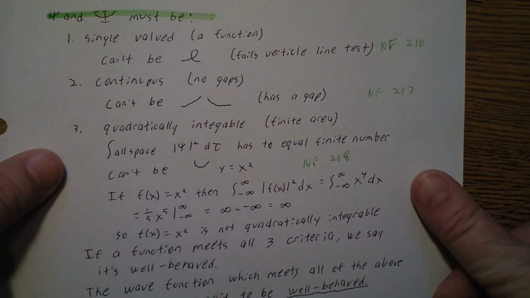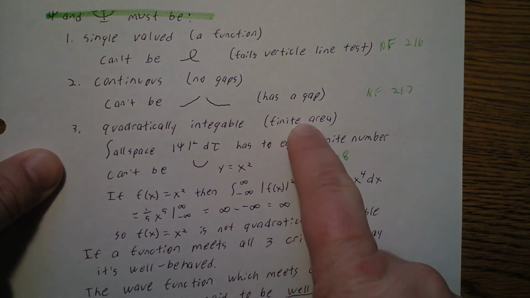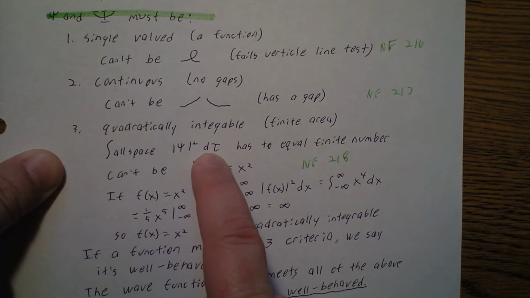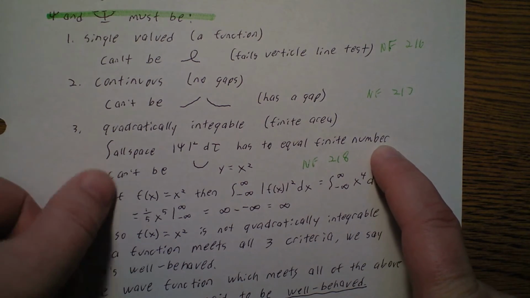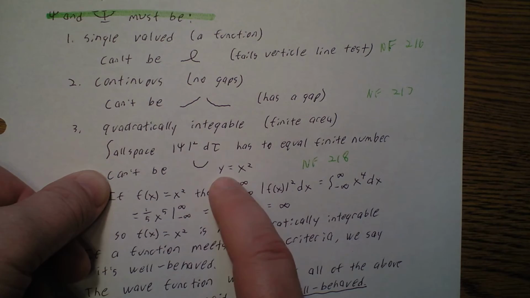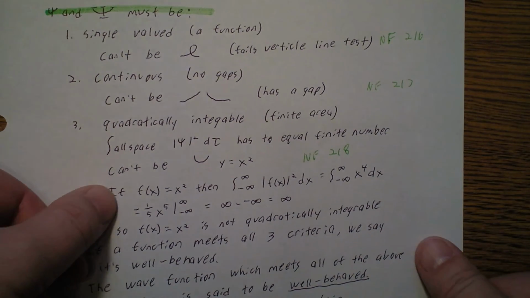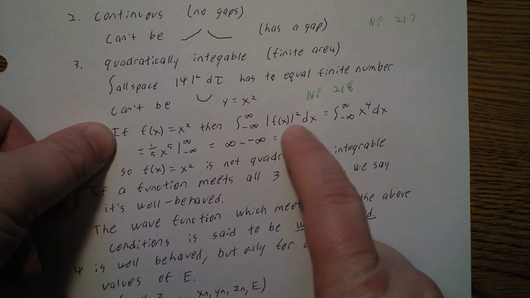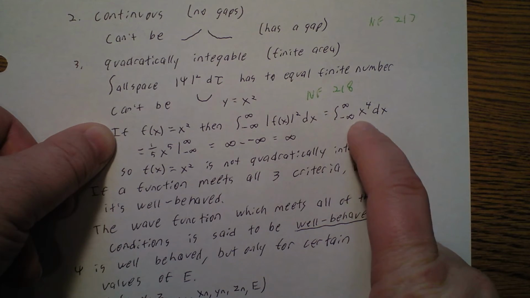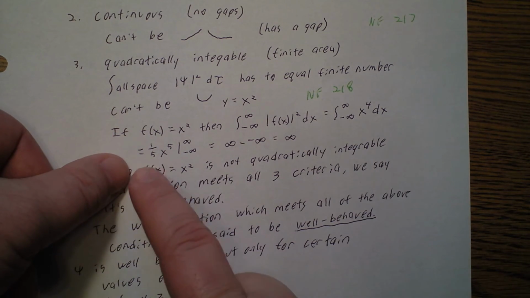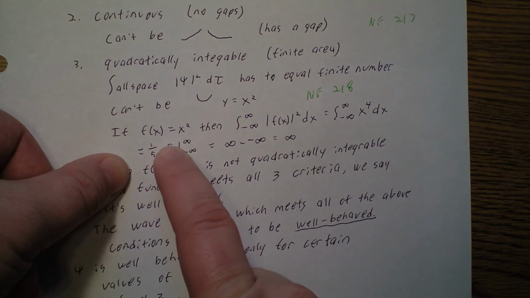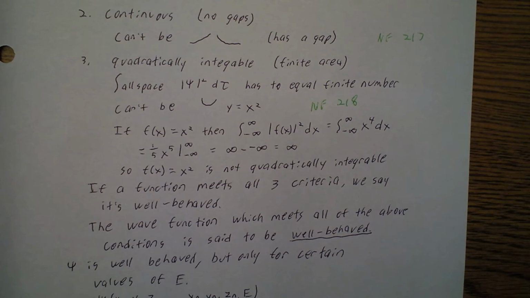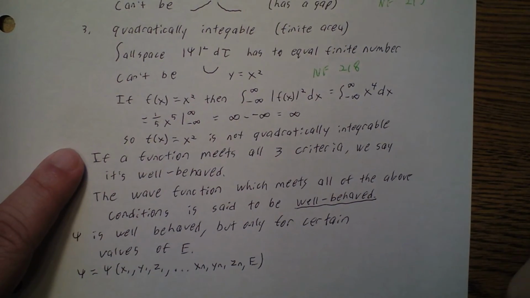Three, quadratically integrable. What that means is there has to be a finite area underneath the curve. So the integral over all space of psi squared d tau, remember tau is all space, has to equal a finite number. So it can't be a parabola because the area under the curve is infinite. If f of x were x squared, then the integral from negative infinity of f of x squared is going to be x to the fourth dx. So we get 1/5 x to the fifth evaluated from minus infinity to infinity. So you get infinity minus negative infinity, just infinity. That doesn't make any sense. So f of x equals x squared is not quadratically integrable.